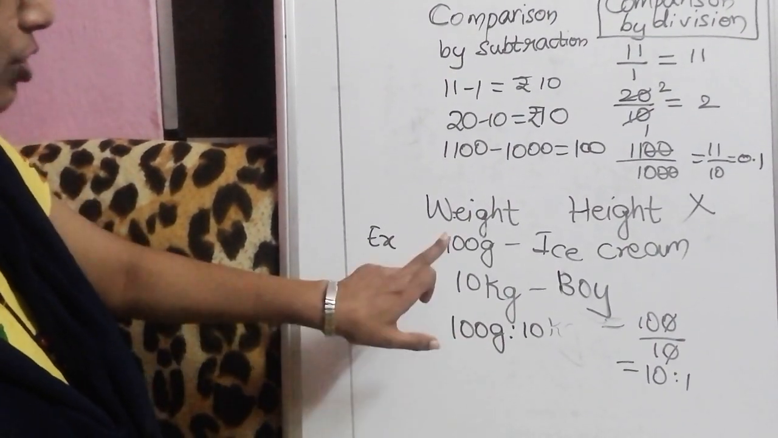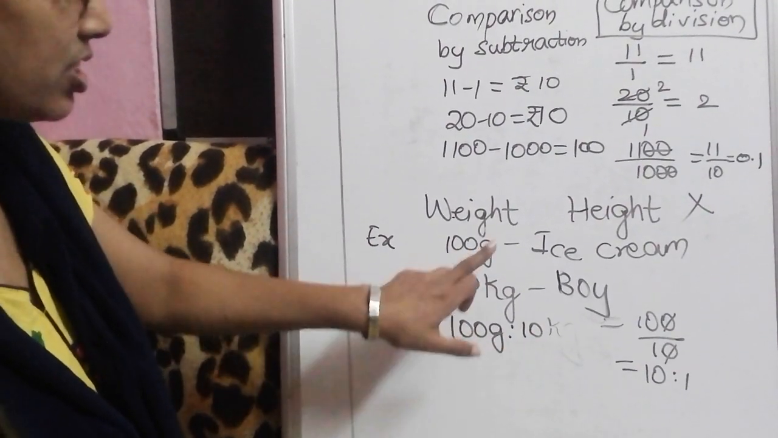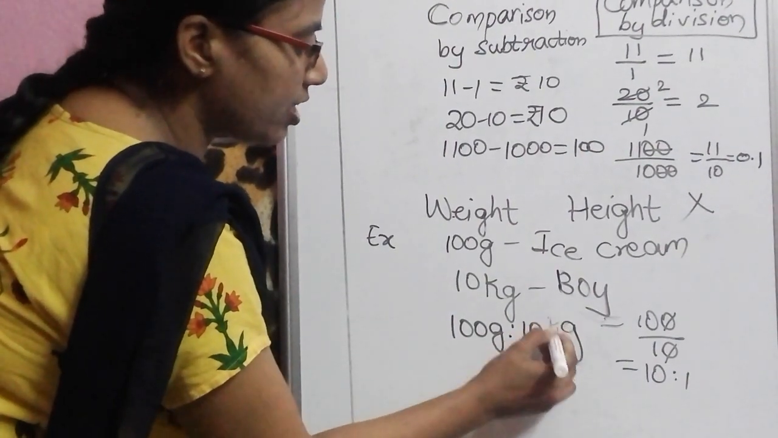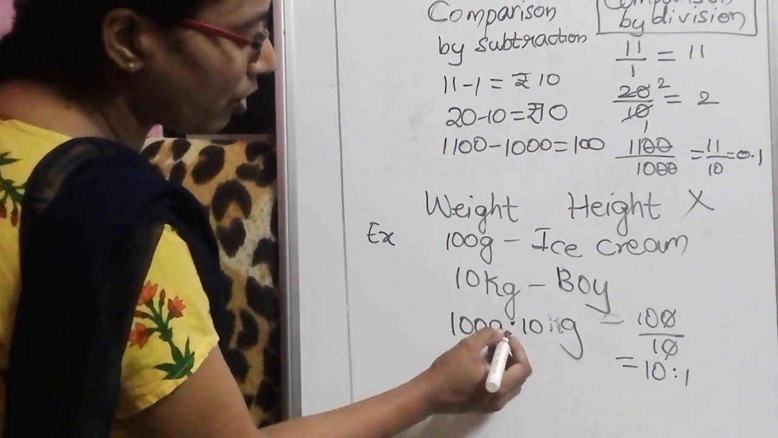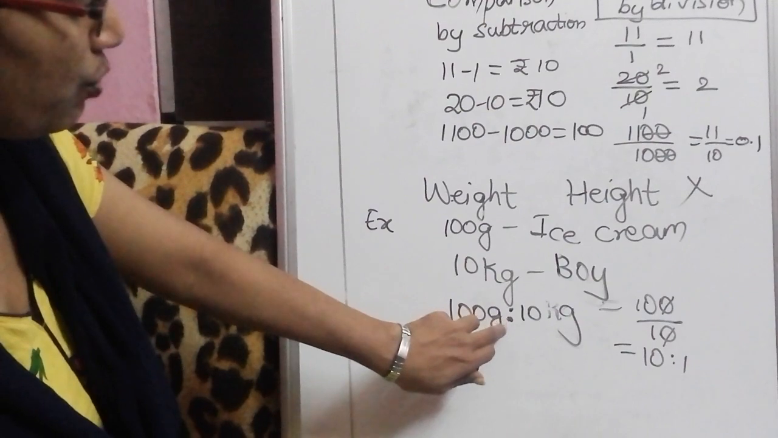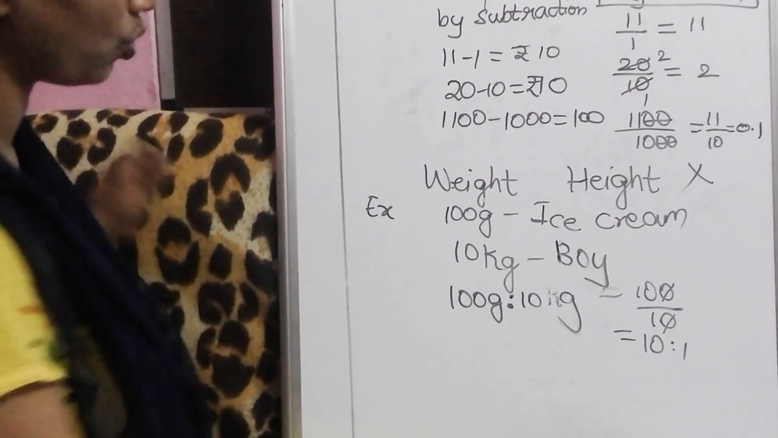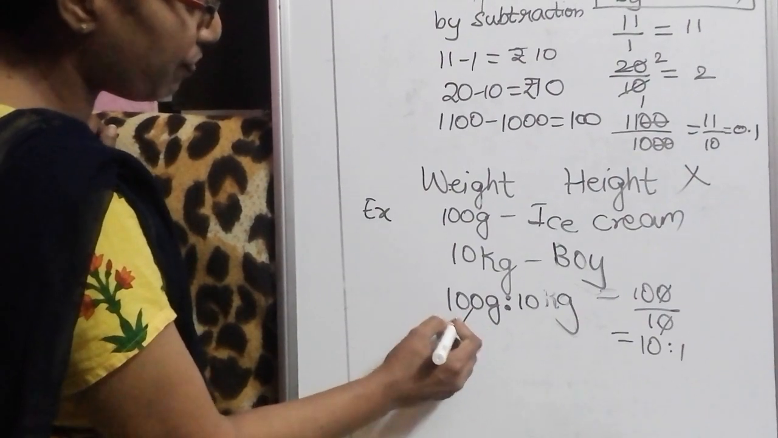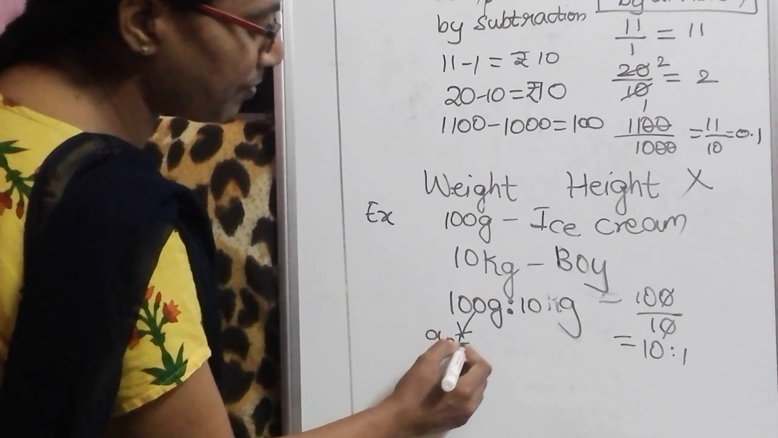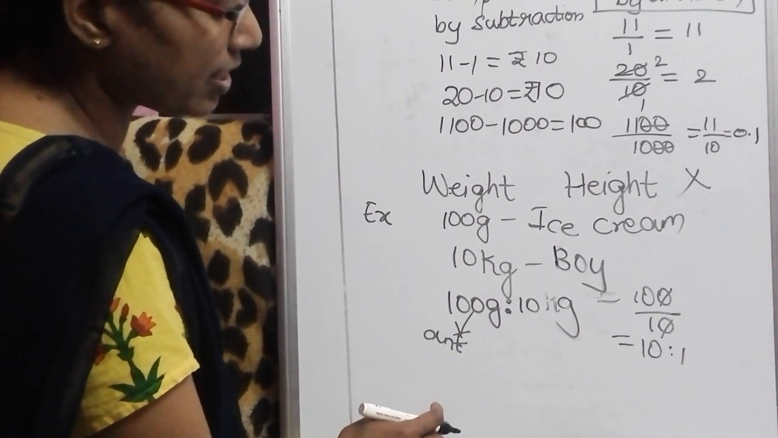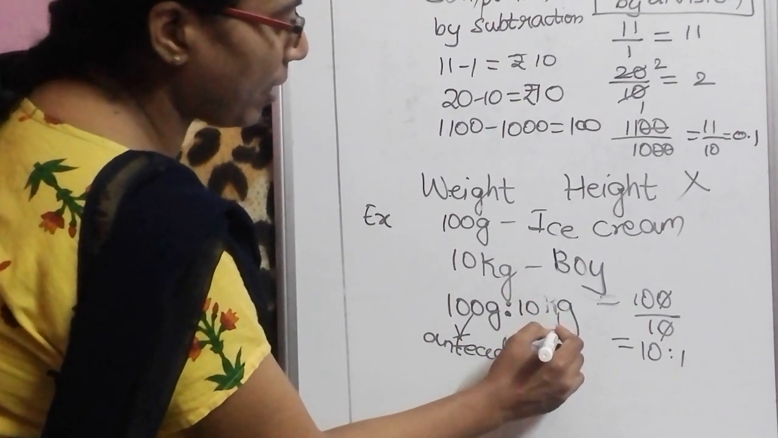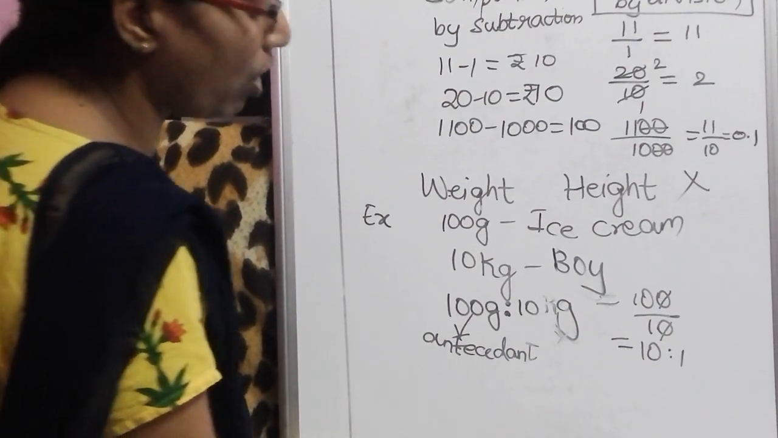100 grams is the weight of the ice cream, and 10 kgs is the weight of the boy. The symbol which we use to show the ratio is this symbol: two dots in the same straight line. This is read as "is to". The first term in the ratio is called the antecedent. The second part of the ratio is called the consequent.